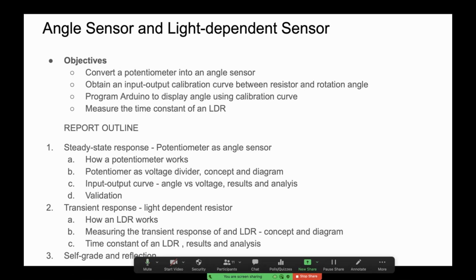Potentiometer's voltage divider, concept and diagram, the input-output curve itself, angle versus voltage, results in analysis, and then validation. Transient response, light-dependent resistor, how an LDR works, measuring the transient response of an LDR, concept and diagram, time constant of an LDR, results in analysis, self-grade, and reflection. Okay. The three other reports or experiments are as follows.